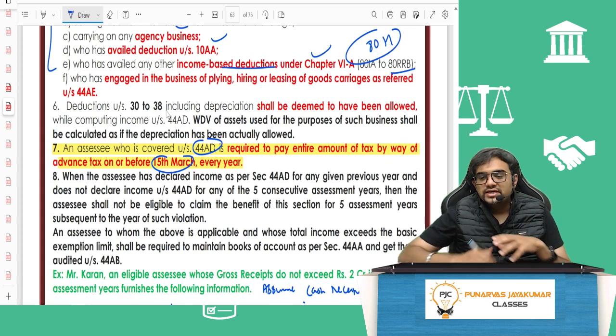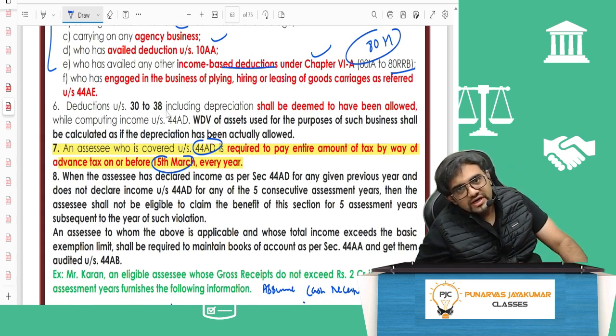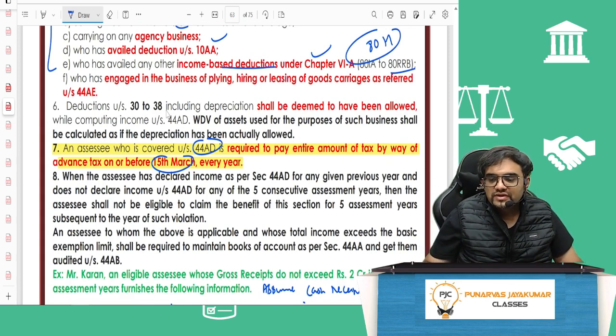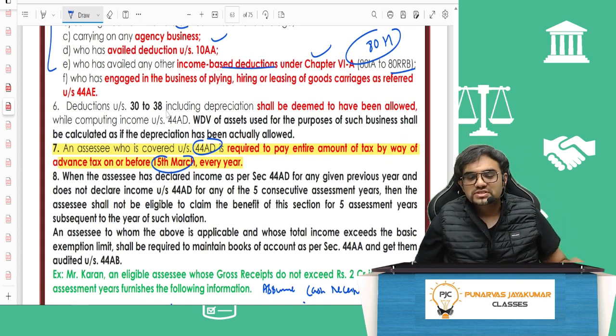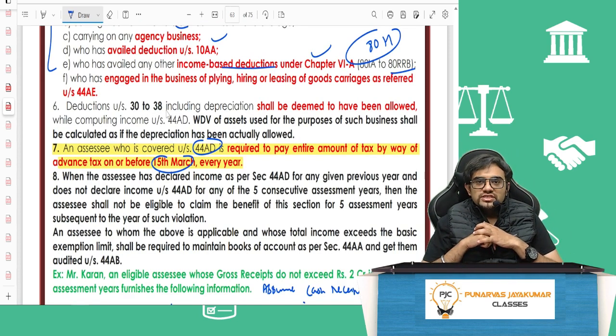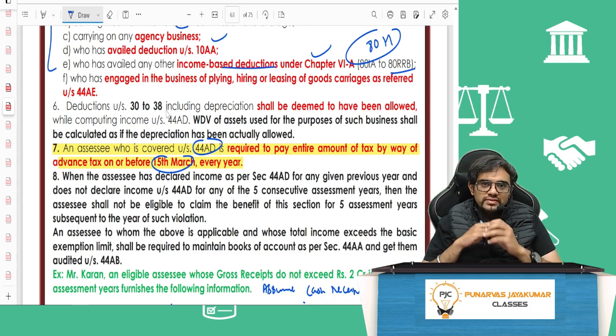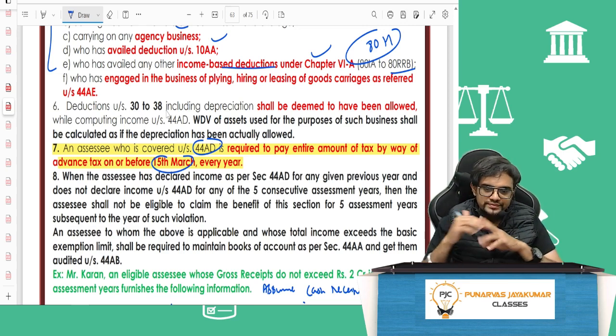Section 32, 38 depreciation is already deemed to have been allowed, so you will not get further deduction again. WDV for the assets for the purpose of such business shall be calculated on the depreciation which has already been allowed. It's assumed like that. And one more interesting thing is, if you are an SSE under 44AD, you don't have to pay advance tax in all 4 installments. Only in the last installment you have to pay the full advance tax, on the last installment date, that is 15th March of every year. Otherwise, you have to pay 4 times a year.